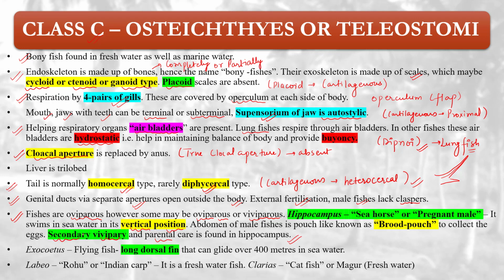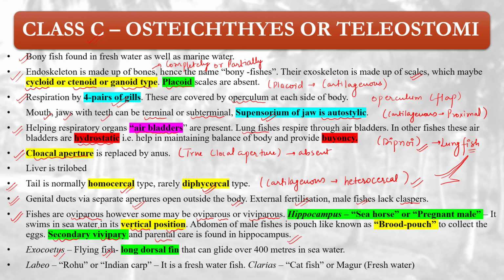Now the next is Exocoetus. Exocoetus is a flying fish, because it has a mid dorsal fin which is very long, that can glide around 400 meters in sea water. So Exocoetus is also known as the flying fish. In fact, it does not exactly fly, but it can leap into the air up to about 6 meters high, and glide around 400 to 600 meters. It is an excellent food fish.